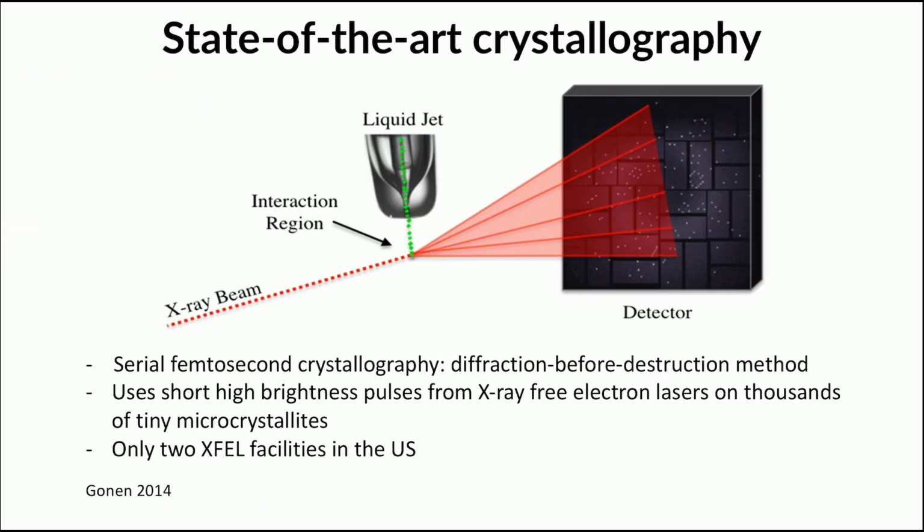This is the other technique, serial femtosecond crystallography, which relies on X-ray free electron laser beams. They're short femtosecond time pulses that are shot on a jet of very small microcrystallites. So we can get thousands of images from those microcrystallites, but these microcrystallites will be destroyed because of the high brightness radiation. So we use these images to generate our crystal structure.